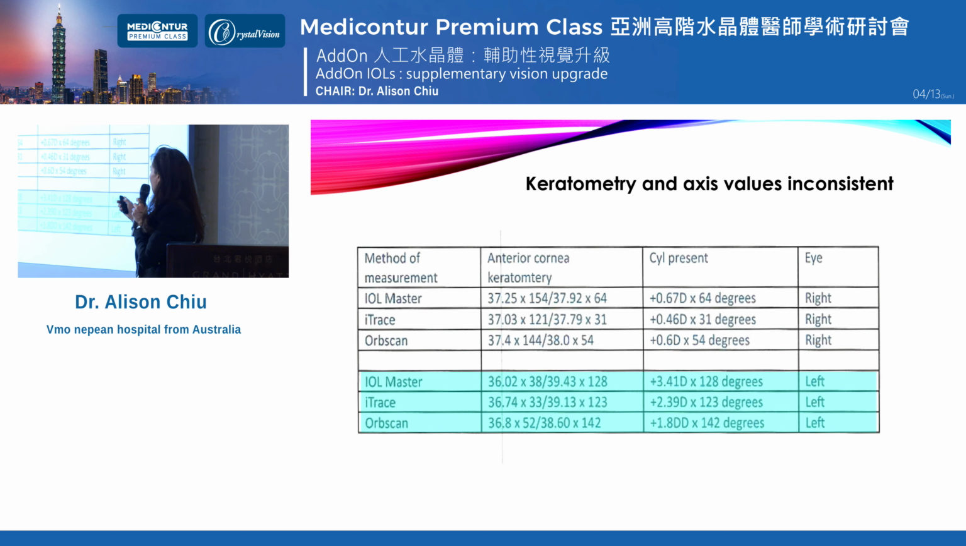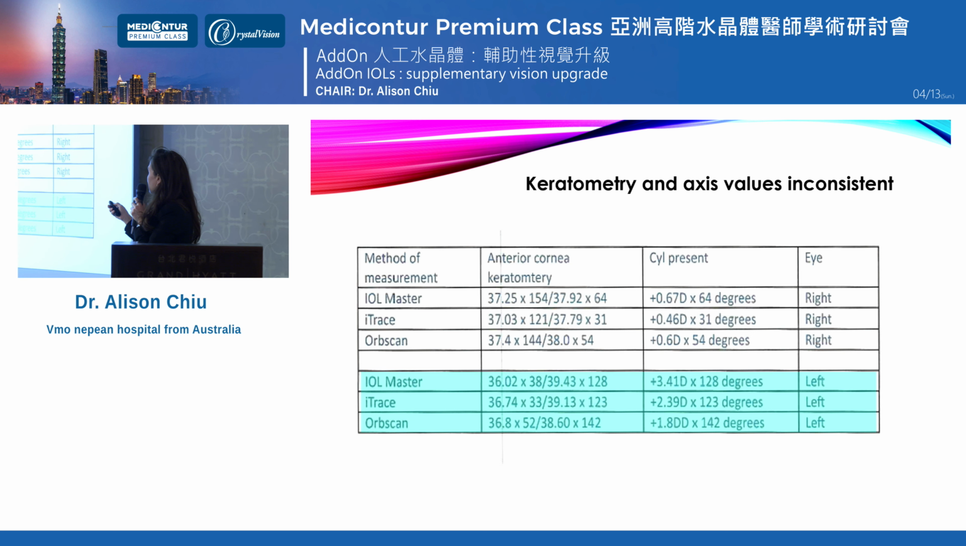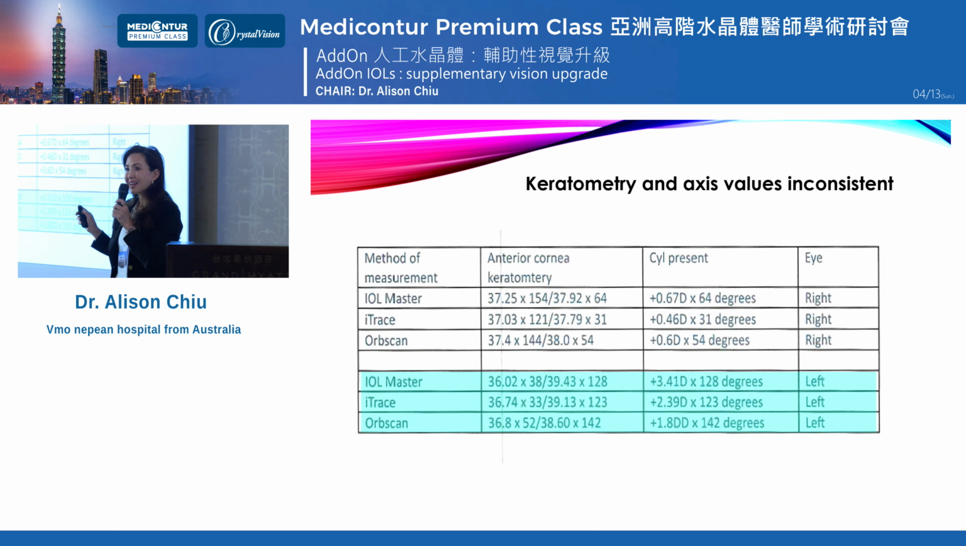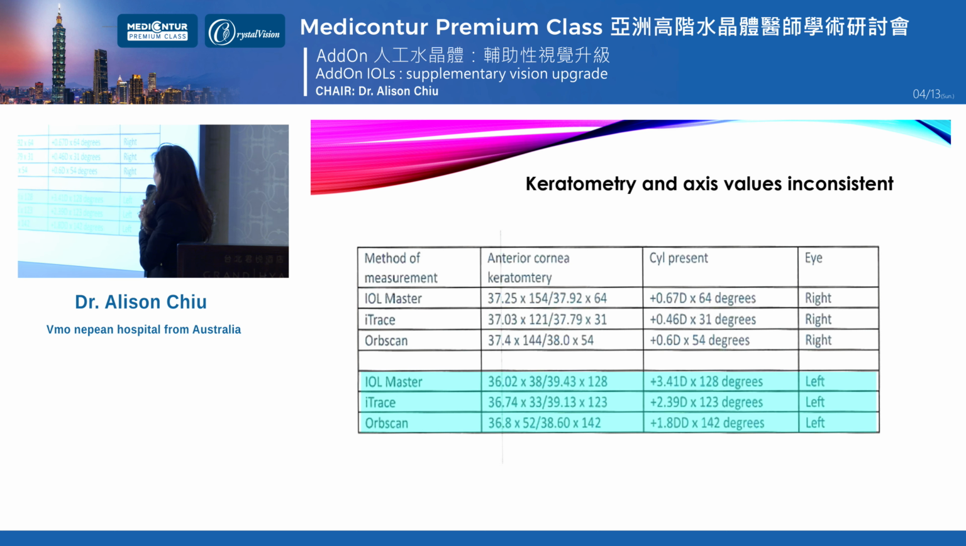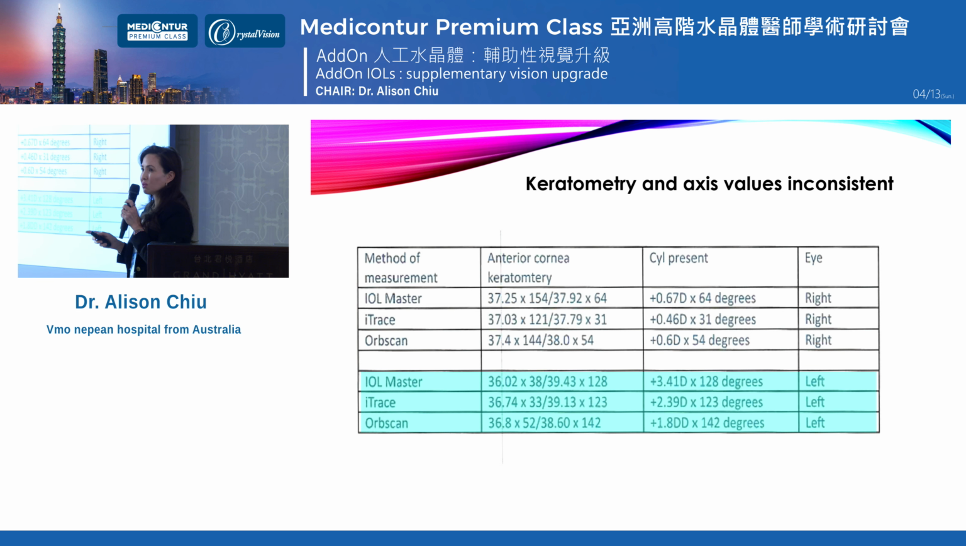So in the left eye, you can see that the astigmatism varies on the IOL master, the eye trace, and in those days I was using an Orbscan of 3.4 diopters, 2.4 diopters and 1.8 diopters, and the axis varies 128 to 123 to 142. So what toric lens am I going to put in?